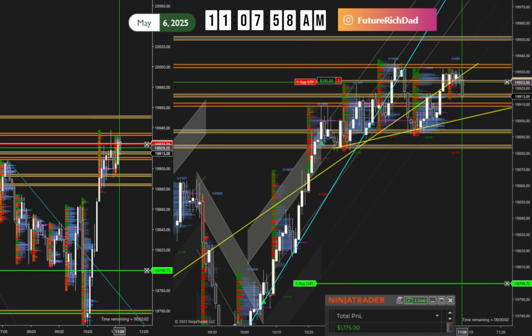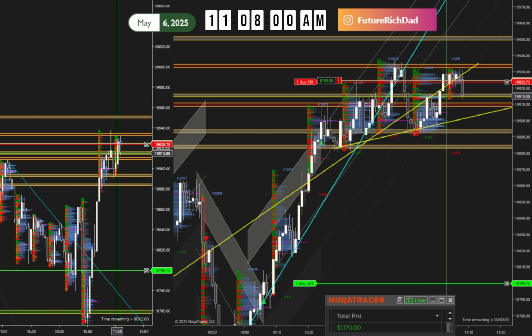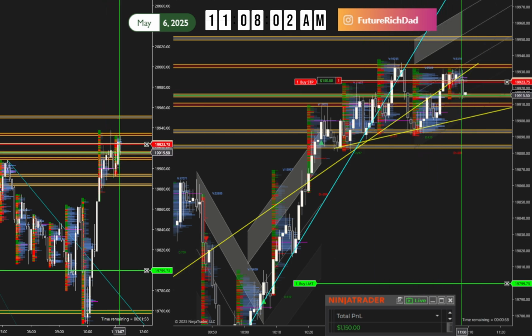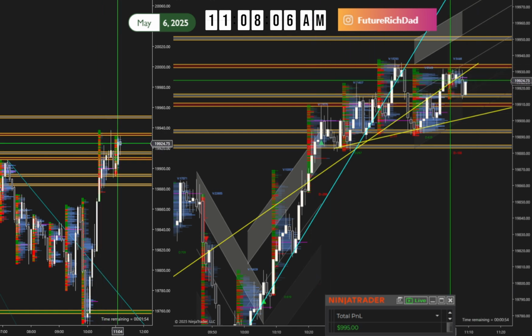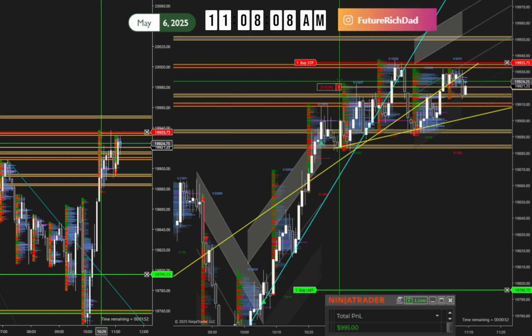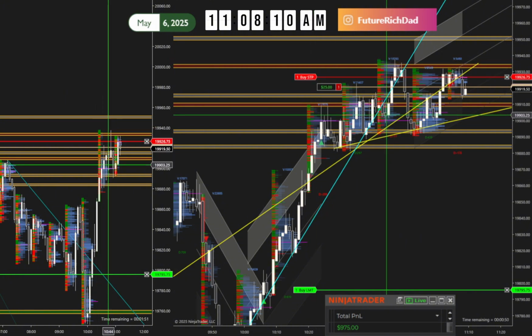Let me put it to break even. So we are at the support area. Probably get us back up. Yep. Let me get back into this sell just to continue.